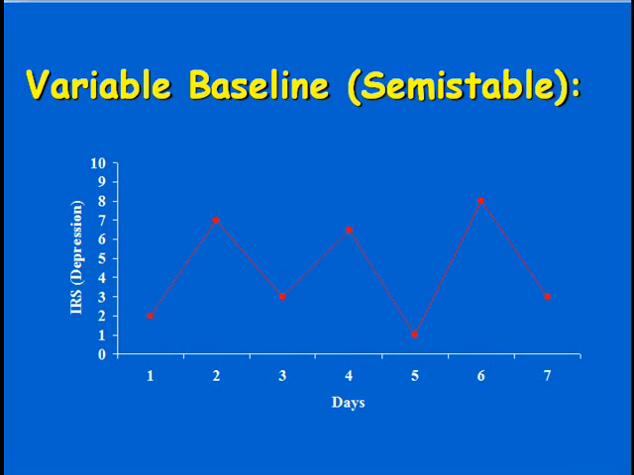Here's a variable baseline that is semi-stable, and you may want to say, well, why is this semi-stable? It's going up and down, but it's going up and down every other week. There's a pattern there that you might want to investigate. Maybe the person is divorced and gets their children every other weekend or something. Maybe there's something that happens every other week, but it's semi-stable because there is a pattern there.